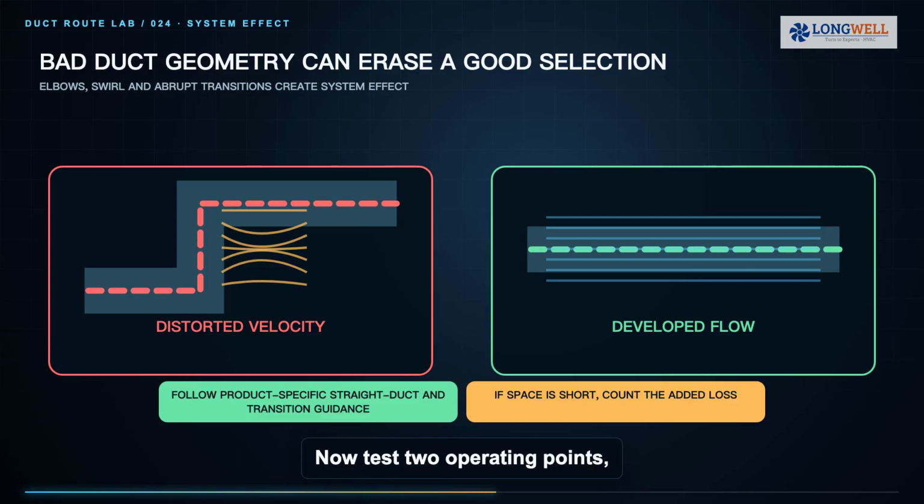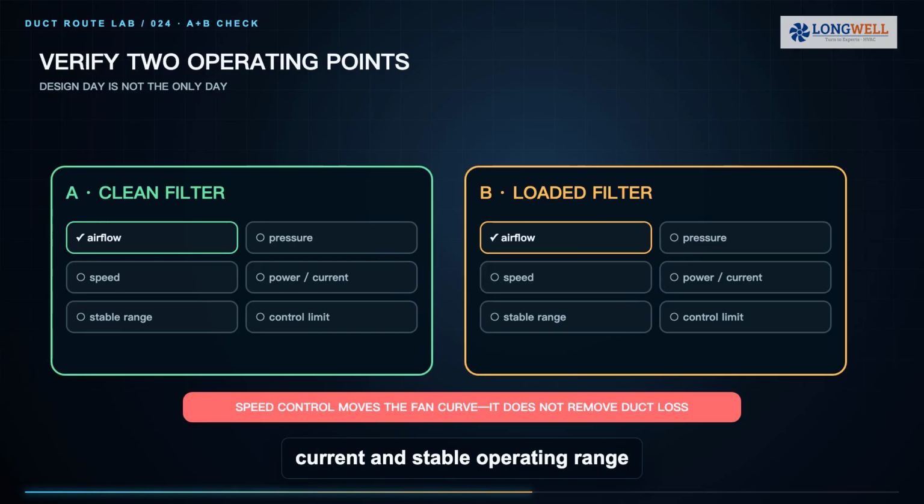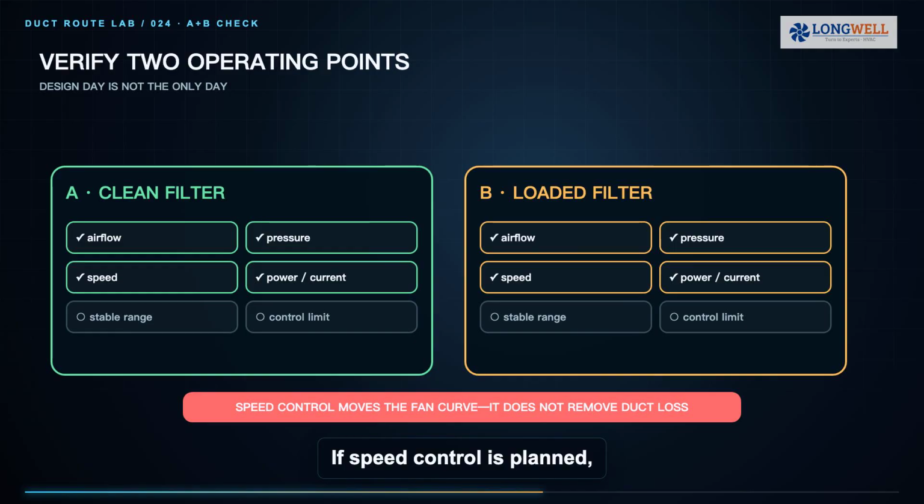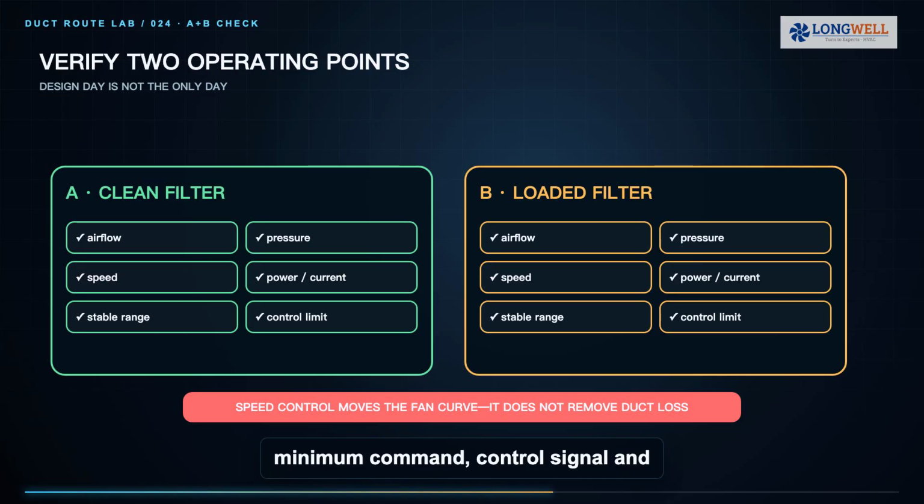Now test 2 operating points, not 1. Point A is clean filter design flow. Point B includes the loaded filter allowance and the intended control position. Check that the fan remains inside its permitted speed, power, current and stable operating range at both points. If speed control is planned, confirm the motor and controller, minimum command, control signal and protection. A speed controller cannot remove duct resistance, it only moves the fan curve.